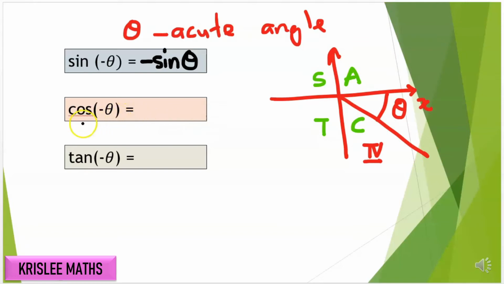Okay, let's see what cos negative theta is. Since we are in the 4th quadrant, cos will be positive. So cos, and the acute angle is theta. And for tangent negative theta, in the 4th quadrant only cos is positive, therefore tangent will be negative. So negative tangent. What is the angle? The angle refers to the acute angle. The acute angle is theta. So this is how you can obtain the relation for sine negative theta, cos negative theta, and tangent negative theta.